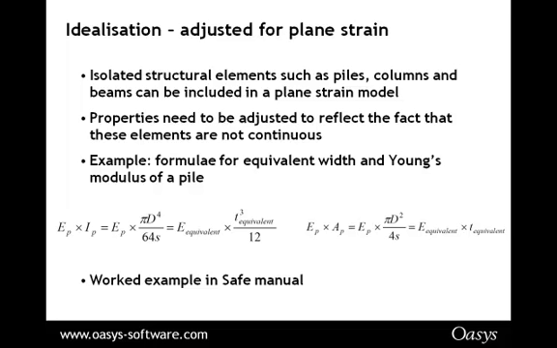But they can be included into the model by adjusting the properties to reflect the fact that these elements are not continuous. Worked examples of how this can be done are included in the SAFE manual, which can be downloaded from the website. But it is something that can be done, and can be done, as you can see from this equation, fairly simply.